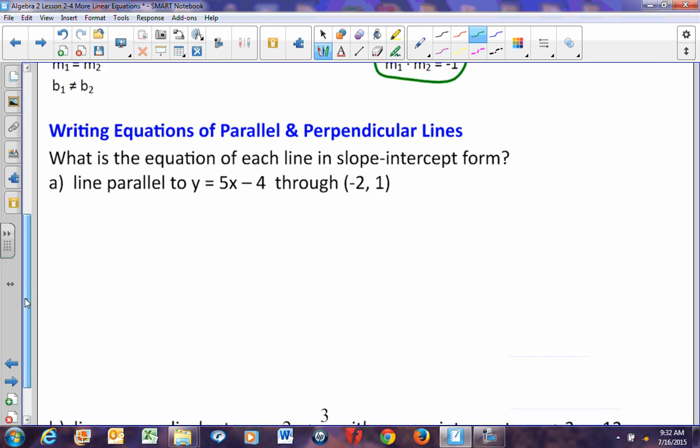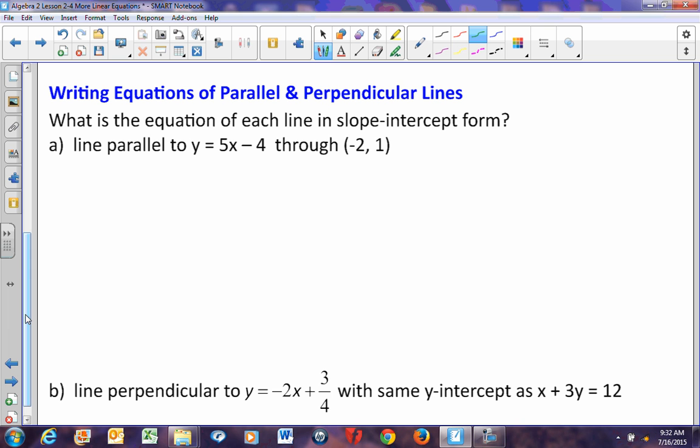So, writing the equations of parallel and perpendicular lines. If you need to write an equation of a line that's parallel or a line that's perpendicular, that just helps you be able to determine the slope. Okay? We're going to write the equation of a line parallel to y equals 5x minus 4, but going through the point negative 2, 1. And we're writing it in slope-intercept form, which means we have to use the point-slope form to get to the slope-intercept form. Since it's parallel, the slopes are going to be the same, so my slope is going to be 5.